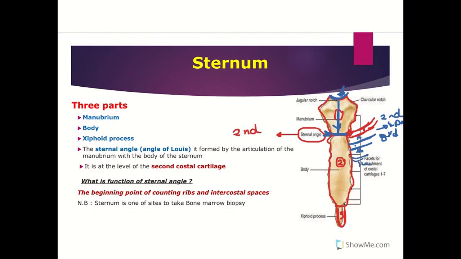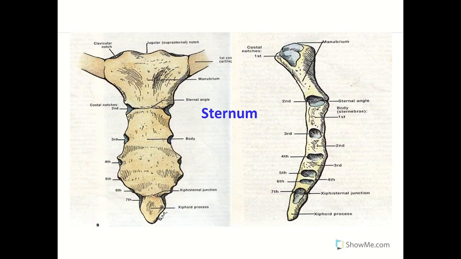So if you reach the level of the sternal angle, this is the level of the second costal cartilage and second rib, and below this second rib, the second space, and the bony prominence below this second space will be the third rib, and like that. If you count, you will be going like that.